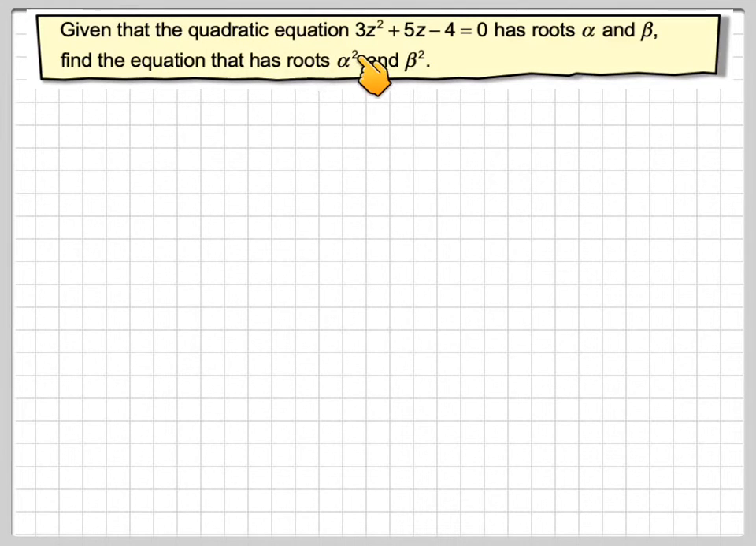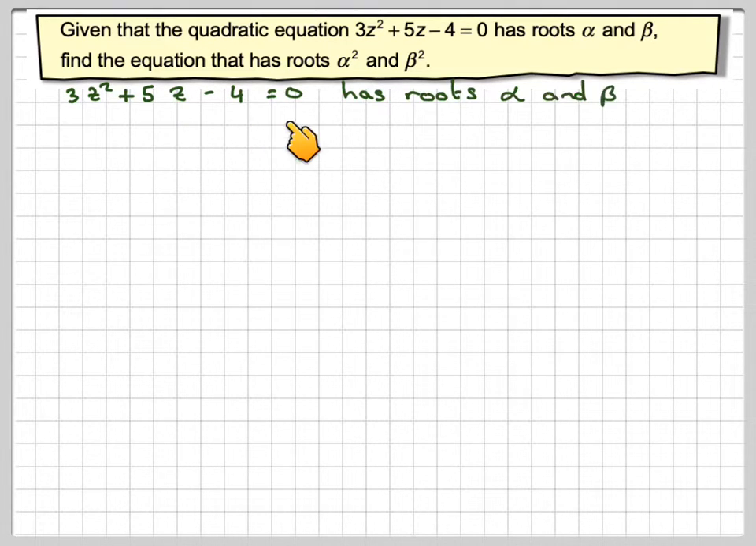Given the quadratic equation 3z squared plus 5z minus 4 is equal to 0 has roots alpha and beta, find the equation that has roots alpha squared and beta squared. So we've got, given the roots of this equation, can we find another equation which has roots alpha squared and beta squared? And the idea is to do it without actually finding the value of alpha and beta, the actual roots. So we've got 3z squared plus 5z minus 4 is equal to 0 has roots alpha and beta.